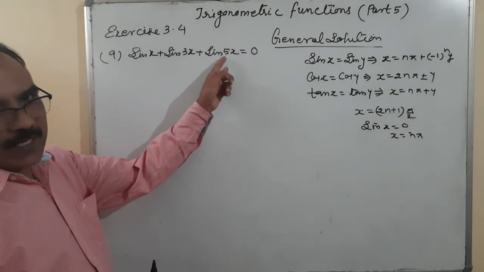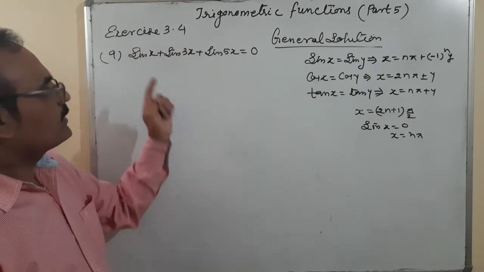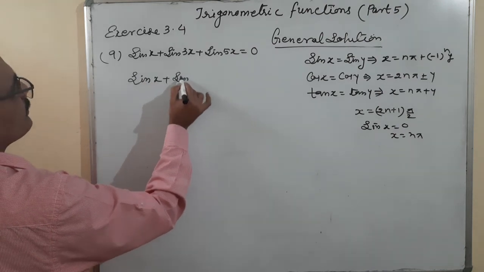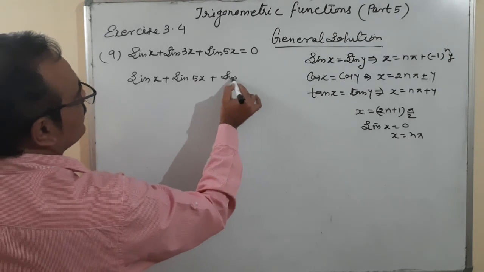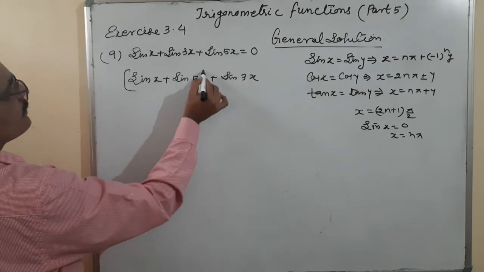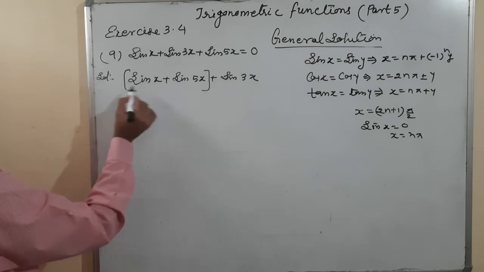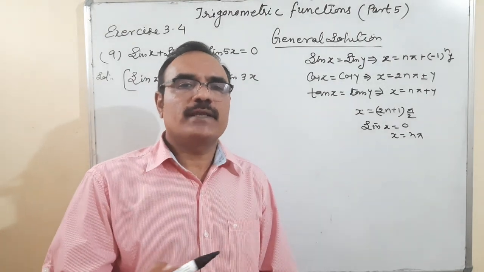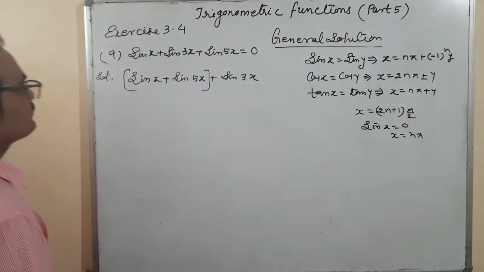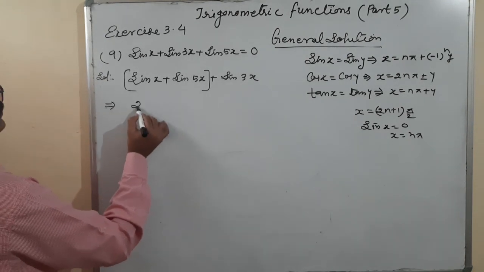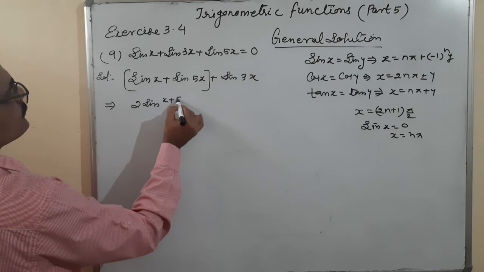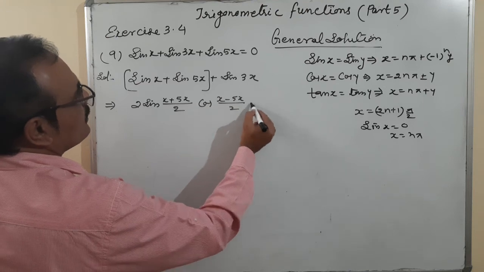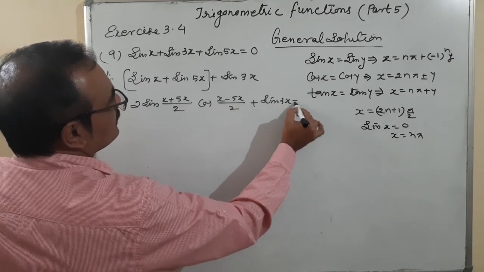Sin x and sin 5x: 5 plus 1 is 6x, divided by 2 gives 3x, and 3x is here. So it is better to take these two terms first, sin x plus sin 5x, and plus sin 3x. The formula for sin c plus sin d is 2 sin of c plus d by 2 into cos of c minus d by 2. So 2 sin of x plus 5x by 2 into cos of x minus 5x by 2, plus sin 3x is equal to 0.